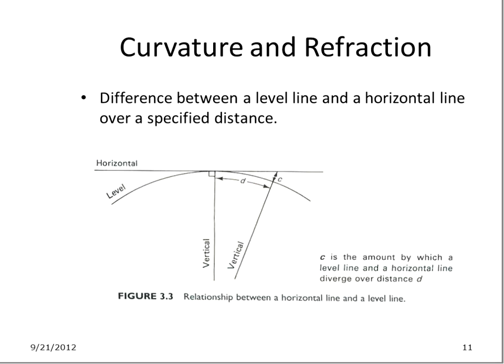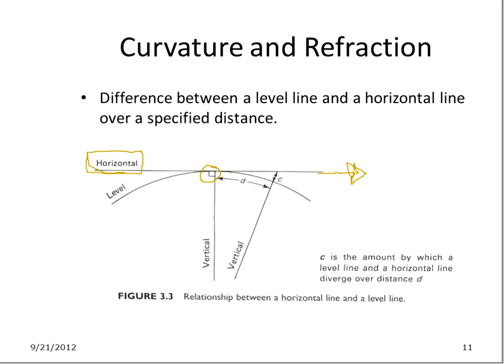Okay, let's talk a little bit briefly about curvature and refraction. In case you all hadn't noticed, the Earth isn't really flat. So if you are taking a measurement over an extremely long distance, you must account for the curvature of the Earth and refraction of light coming through the atmosphere. If you look at this diagram here, this would be our horizontal line of sight as we're taking our measurement. Here's our 90-degree angle, so here's where our instrument is set up.